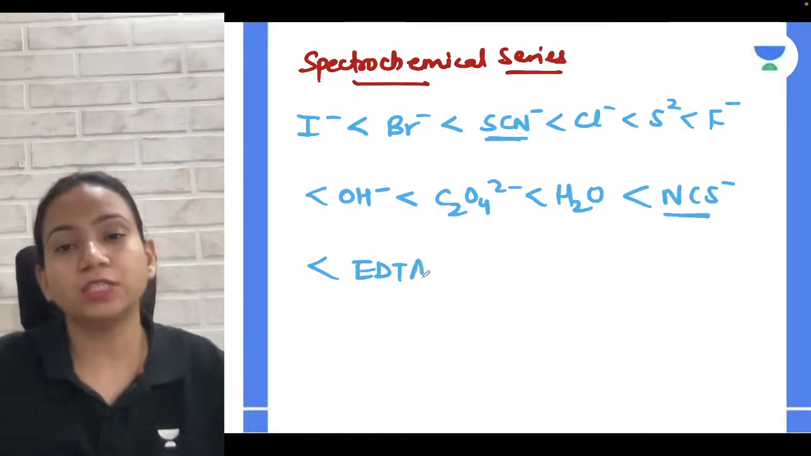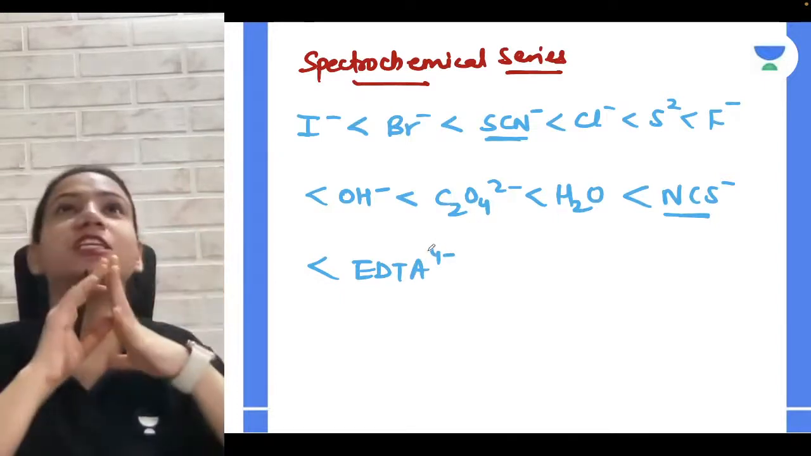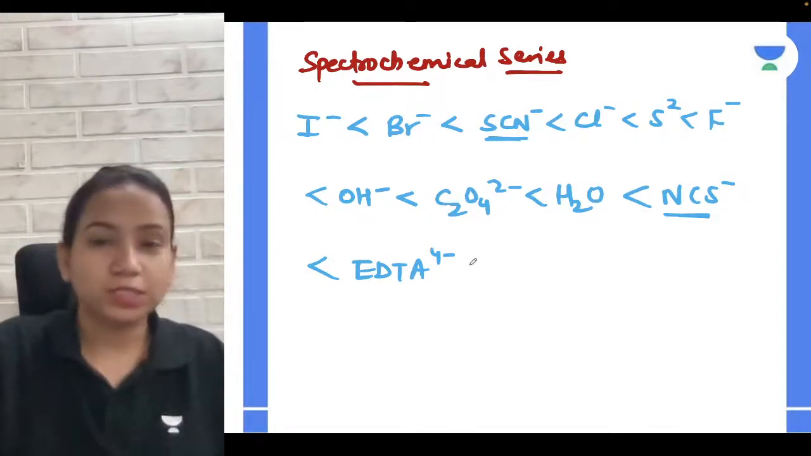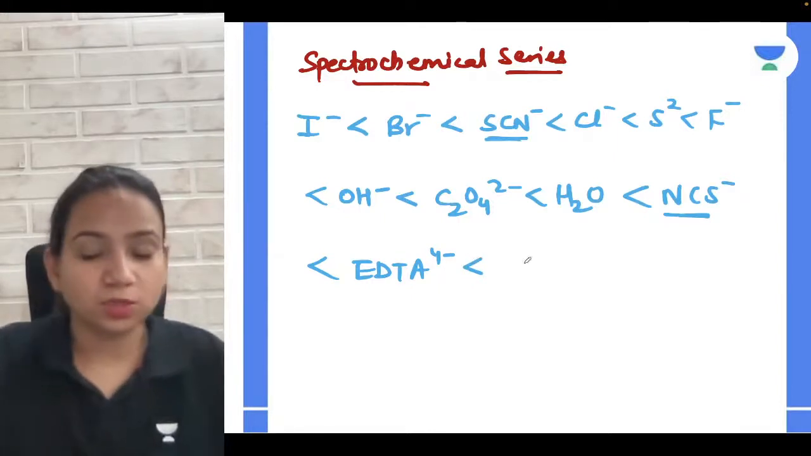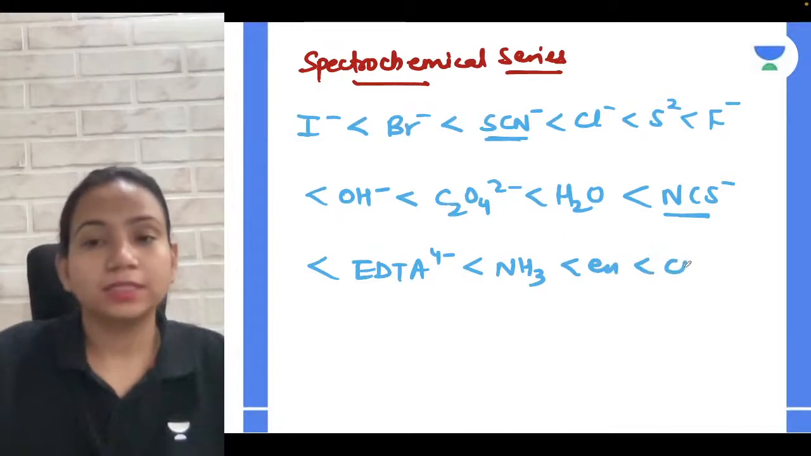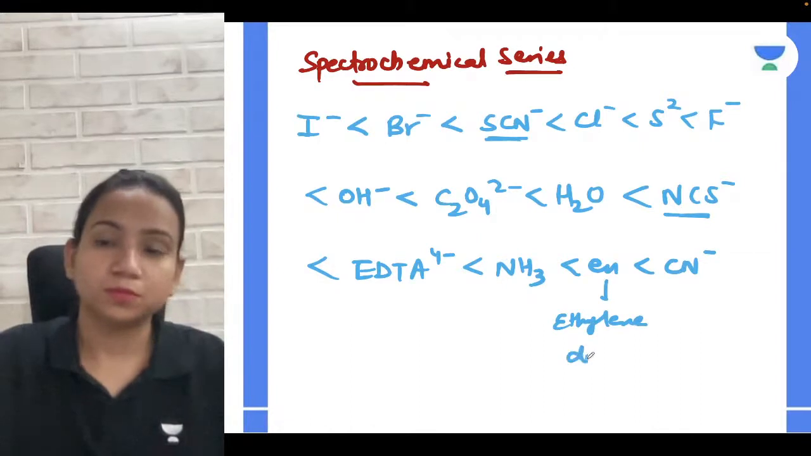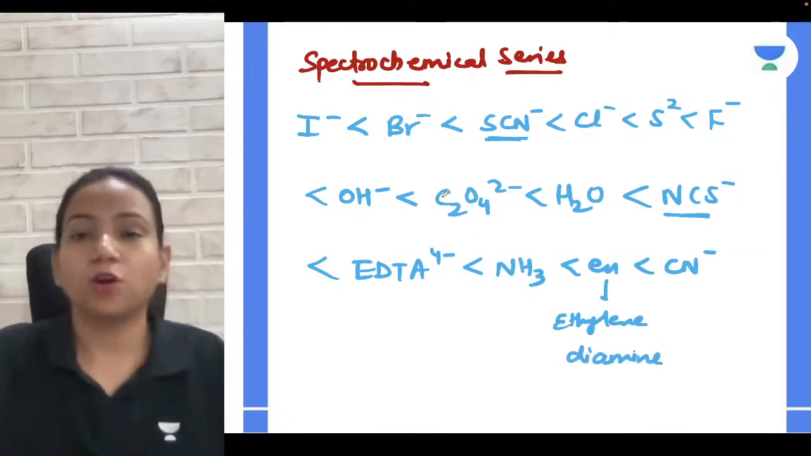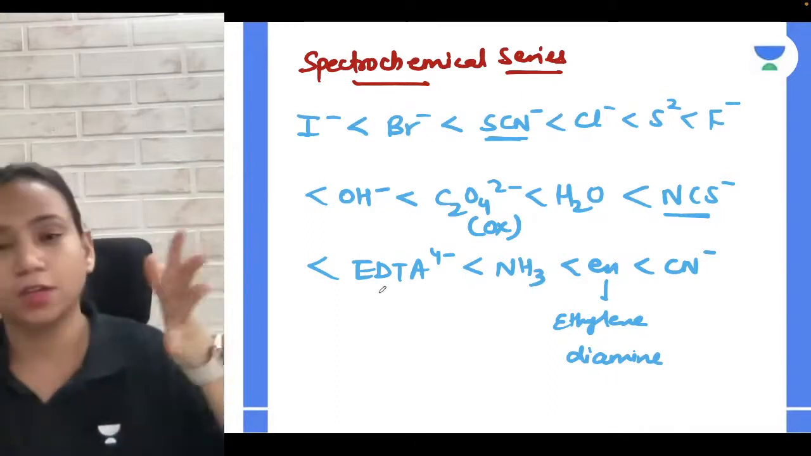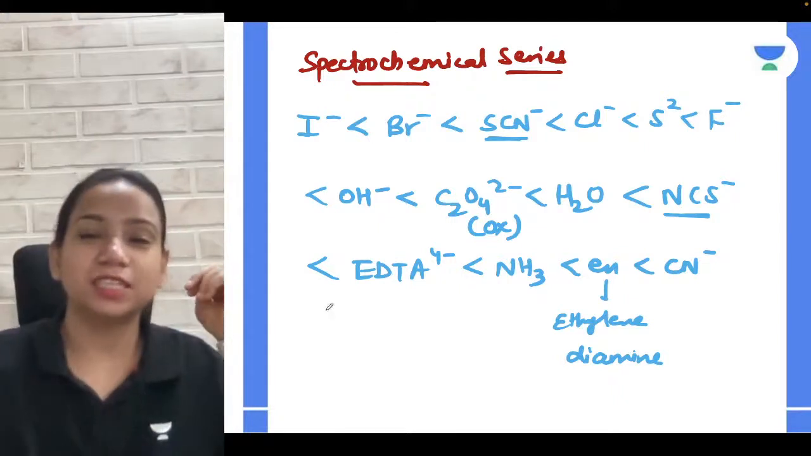How many of you have heard about EDTA? It's a hexadentate ligand, ethylene diamine tetraacetate. So this is a stronger one. Then NCS, obviously. Then you have NH3, EN, cyanide. You know what EN is? EN is ethylene diamine, a short form. For oxalate, you use the short form OX. Ox is not like the bull, you don't have to relate it that way. Ox is the oxalate ligand.